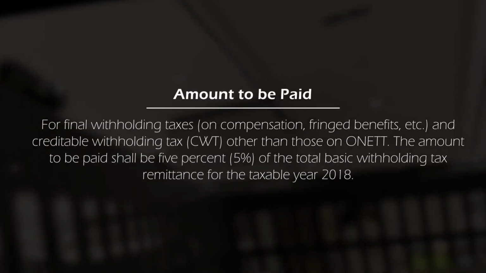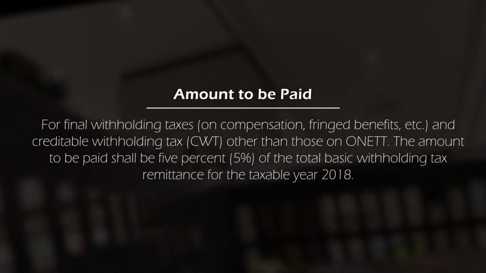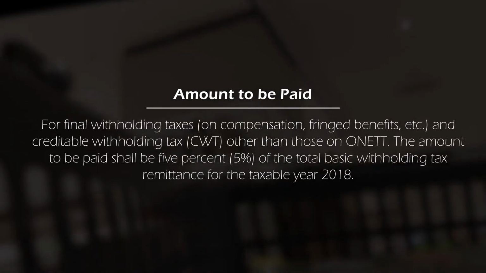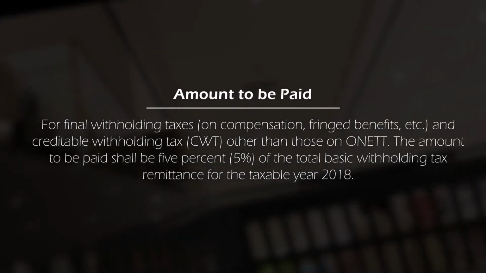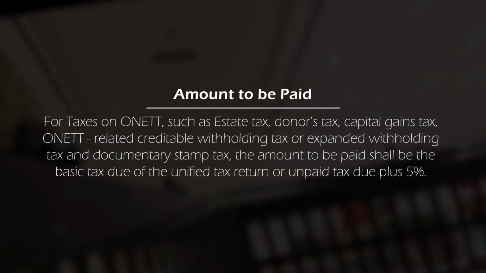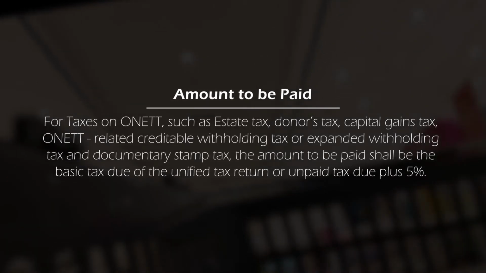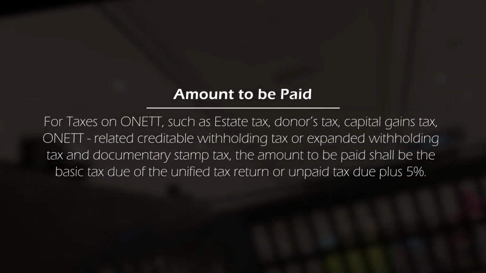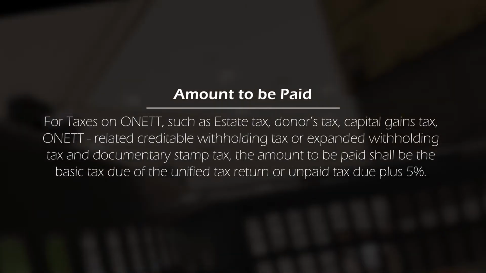For final withholding taxes and creditable withholding tax other than those on ONET, the amount to be paid shall be 5% of the total basic withholding tax remittance for the taxable year 2018. For taxes on ONET such as estate tax, donor's tax, capital gains tax, ONET-related creditable withholding tax or expanded withholding tax and documentary stamp tax, the amount to be paid shall be the basic tax due of the unified tax return or unpaid tax due plus 5%.